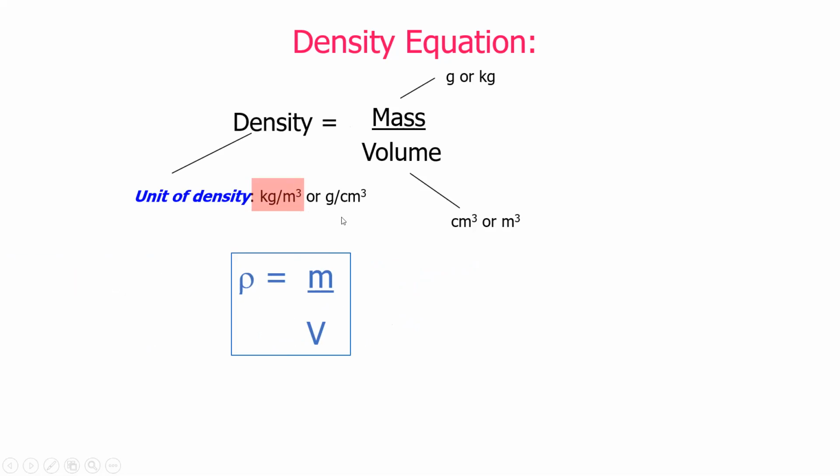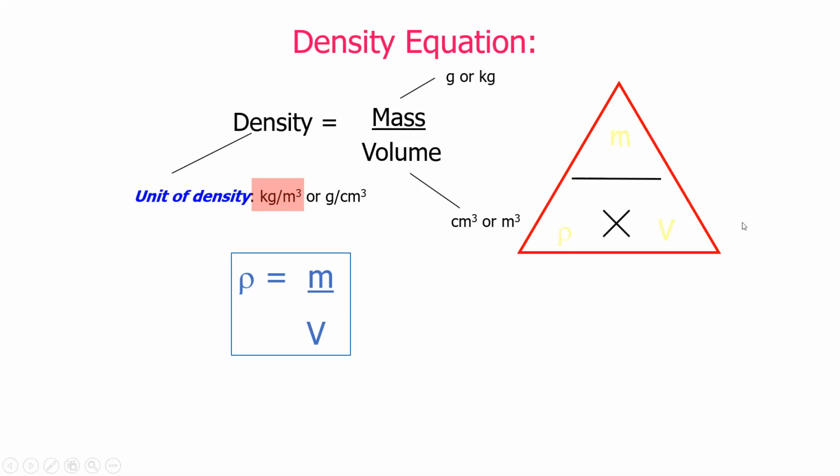And this is the equation. So instead of writing the word density, you can use the Greek alphabet rho. Instead of writing mass, you can use small m. Instead of writing volume, you can use capital V. And this is a triangle just to memorize the formula. So if I need density, it will be mass over volume. If I need mass, it will be density multiplied by volume. And if I need volume, it will be mass divided by density.